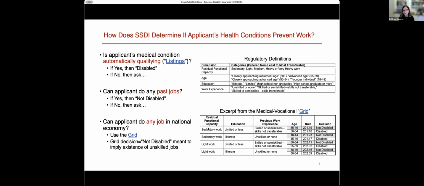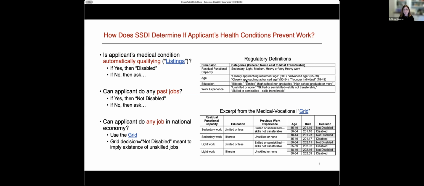Okay, and that's how the grid largely works. It basically provides these decision rules that I've given you a few examples of here, of how they split on age, and these create discontinuities in eligibility that people have tried to use in a regression discontinuity framework in research.